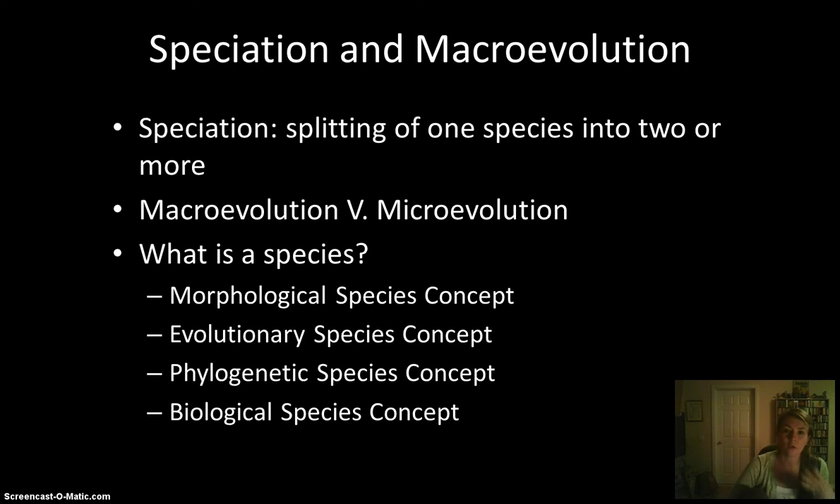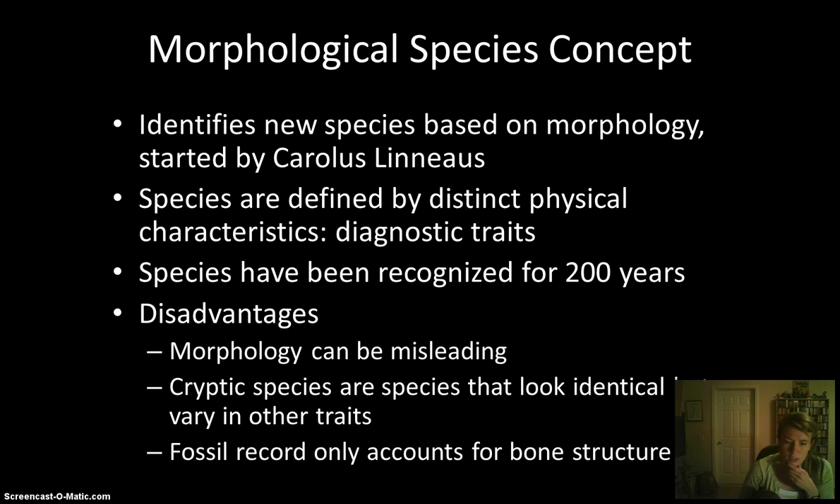And so there's 4 different ways that biology looks at how to identify a species. And these are called species concepts. And so it's a concept of what a species is. And there's 4 of them, like I said: the morphological species concept, the evolutionary species concept, the phylogenetic species concept, and the biological species concept. And we're going to talk about all of these. So the first one is the morphological species concept, and this is the most basic one, which is identifying new species based on morphology.